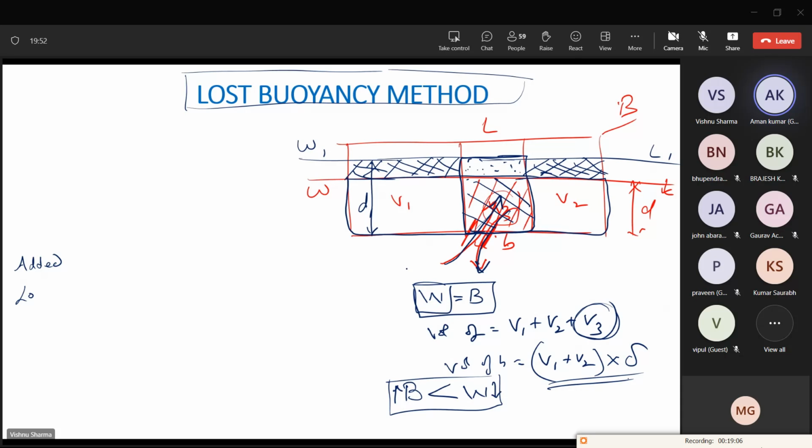Sir, am I audible? Yeah. Sir, what if the compartment was, in the initial condition, completely filled? That we will deal with. Don't worry. We don't rush ahead of it. Okay, let's not have too many buts and ifs.